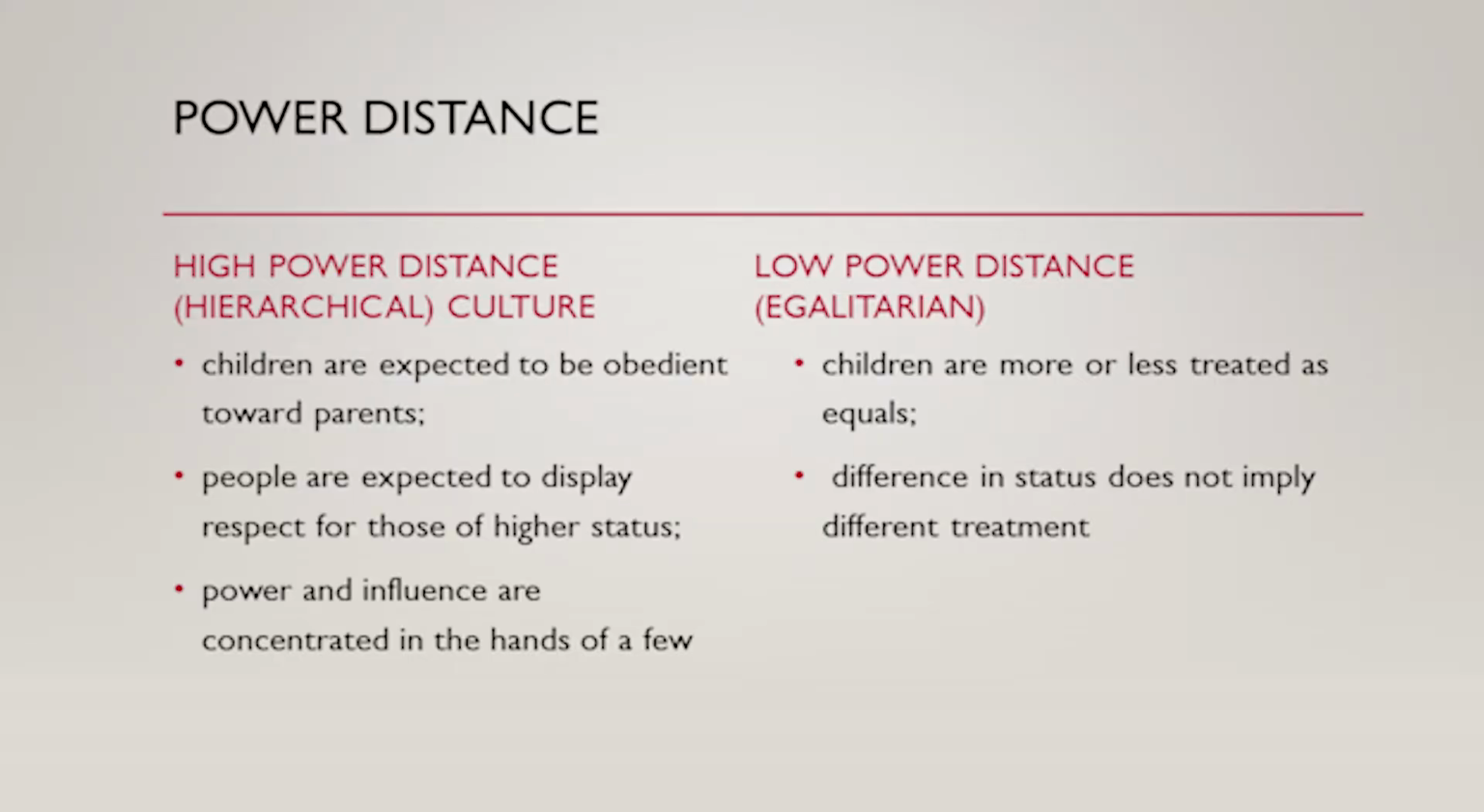So when we compare low and high power distance societies side by side, we'll usually see that in high power distance societies, obedience is one of the main things that are required from children, whereas in low power distance societies, children are treated more or less equally. In high power distance societies, people are expected to display or show respect for those of higher status, whereas in low power distance societies, you won't get a different treatment if you're of a higher status.